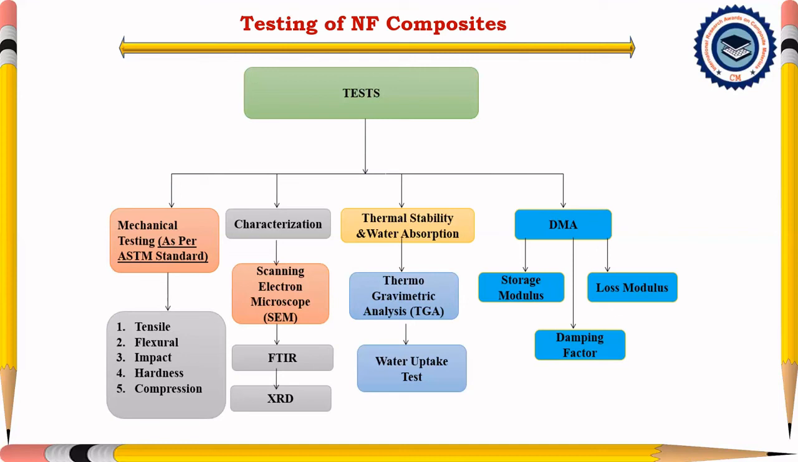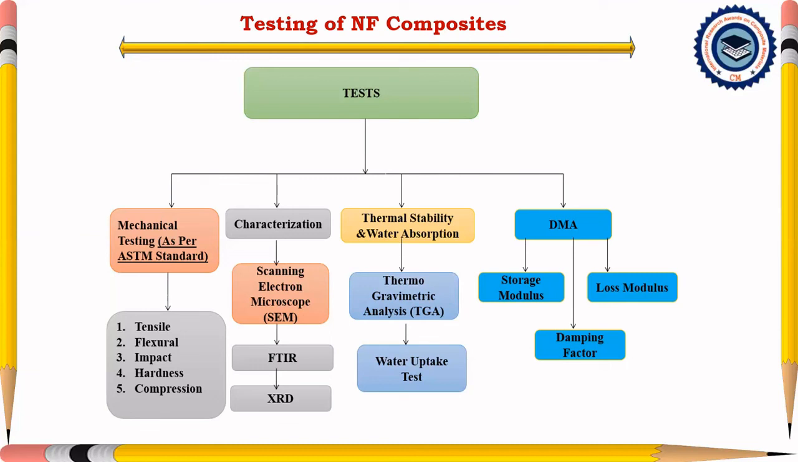Similarly, what are the characterizations to be performed on our natural fiber composites? First one, scanning electron microscope, FTIR, XRD. Similarly, what thermal stability and thermal degradation tests can be performed? First one, thermogravimetric analysis, TGA, and differential thermogravimetric analysis, DTA. Similarly, we can go for DSC test also, differential scanning calorimetry. Next, how to identify the water absorption capability? If you want to identify it, you can go for the water absorption test, otherwise the moisture absorption test.